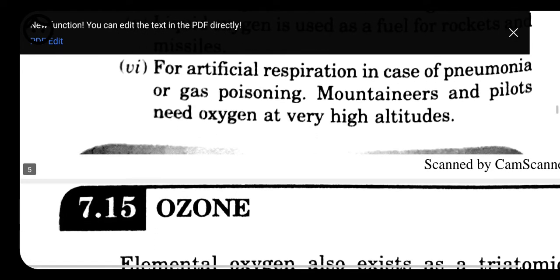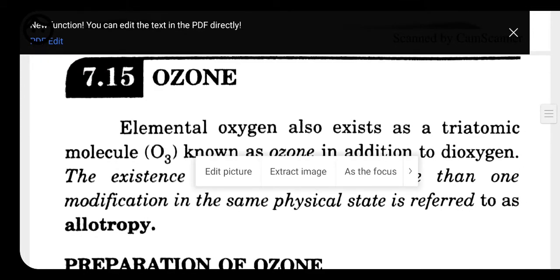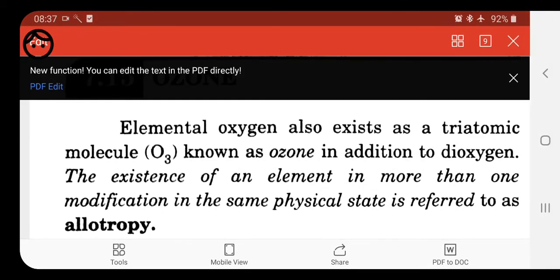Okay, next we have ozone, the second molecule of oxygen. Here we know elemental oxygen exists in the triatomic form also, that is O3, which is called ozone. So the existence of an element in more than one modification in the same physical state is referred to as allotropy. It is also taken as allotropy because the existence of this one is a little bit different.